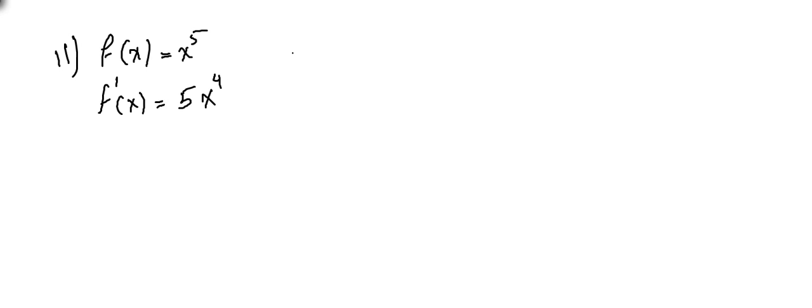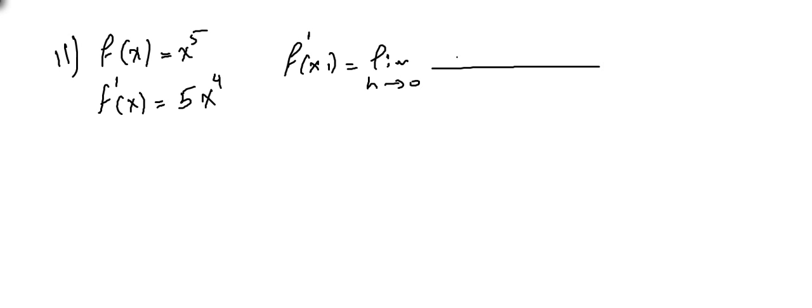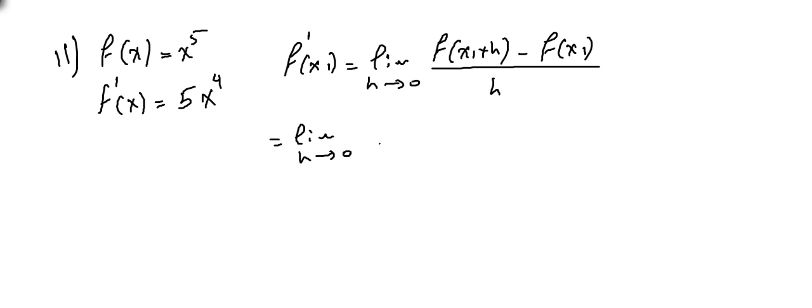By using the definition of derivative, the derivative at a certain point x1 is equal to the limit as h tends to 0 of f of x1 plus h minus f of x1 over h, which is equal to the limit as h tends to 0 of x1 plus h instead of x to the power 5 minus x1 to the power 5 over h.